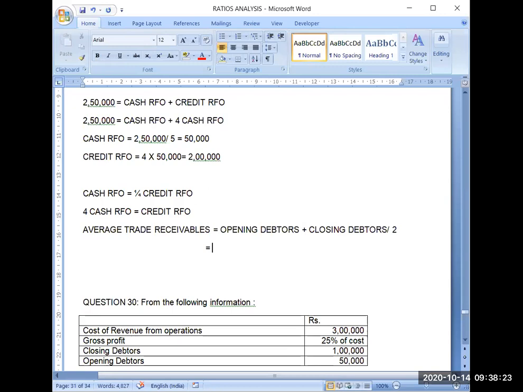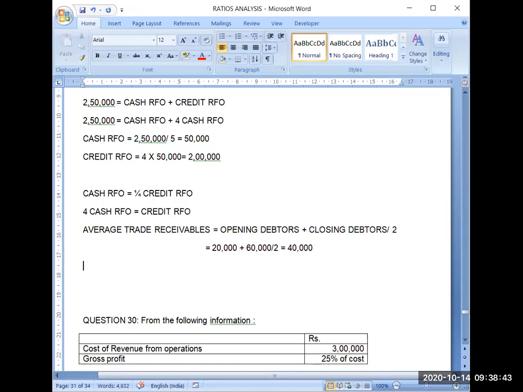So now opening debtors are how much? Opening debtors are 20,000 plus closing debtors 60,000, divided by 2. It will become 40,000. So now we have both values. We can calculate the trade receivable turnover ratio.